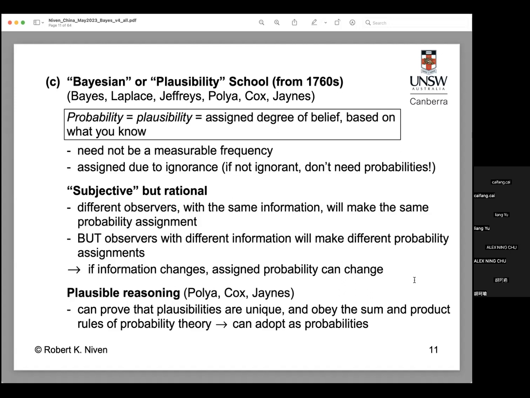And there's a school of mathematics called plausible reasoning, in which a number of researchers have worked, Pólya, Cox, and Jaynes in particular. And they've proven that these plausibilities are unique, and they obey the sum and product rules of probability theory. In other words, we can use plausibilities as our probabilities. And so we don't have to adopt the frequentist definition. We can have a plausibility definition of probabilities. And that's quite fundamental.